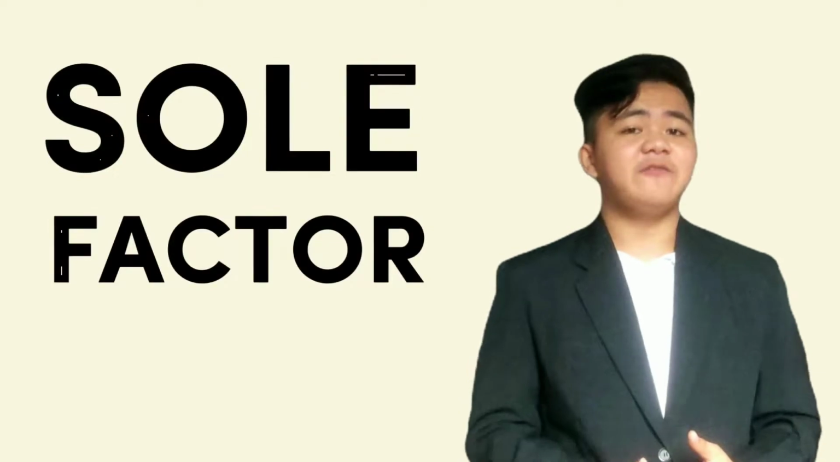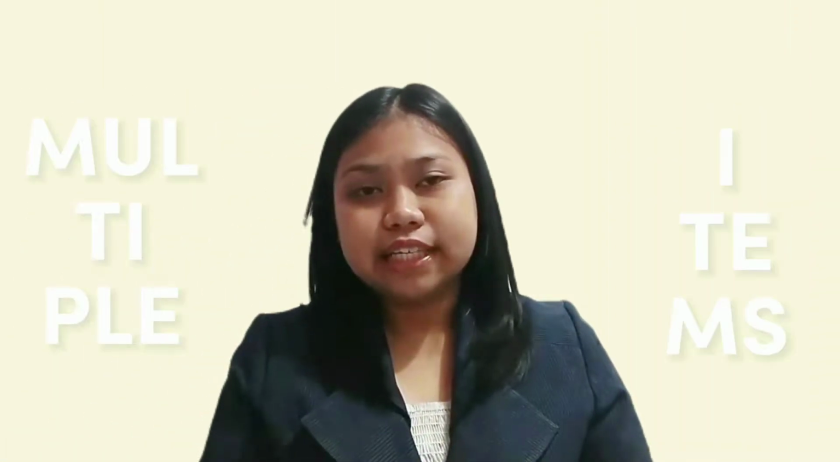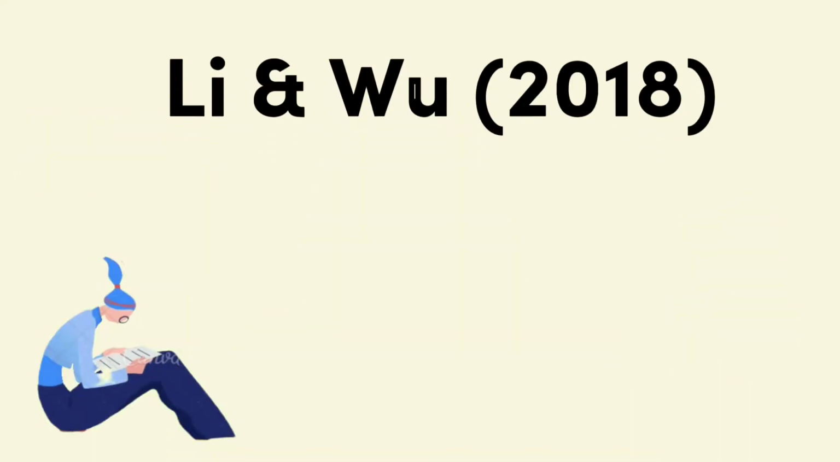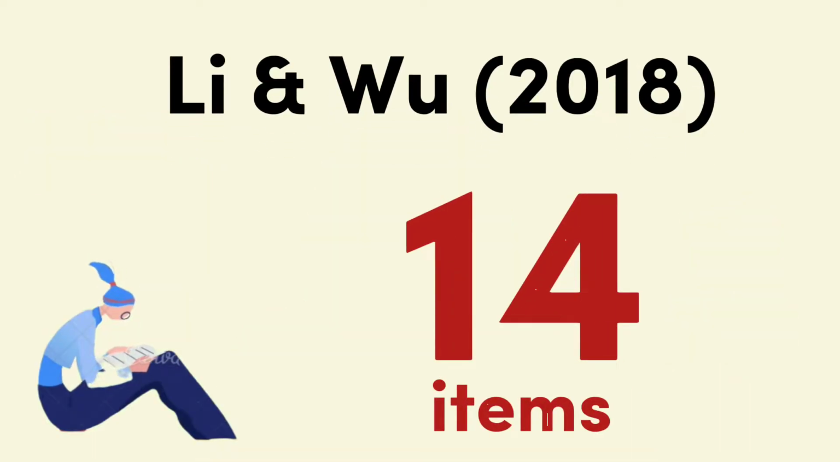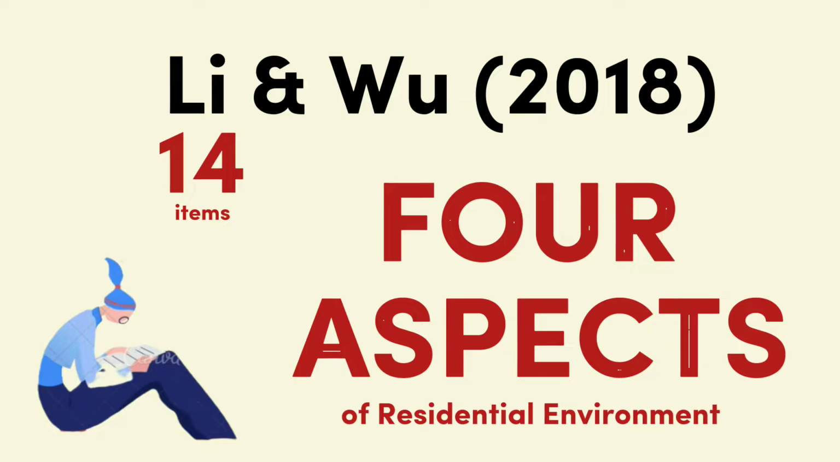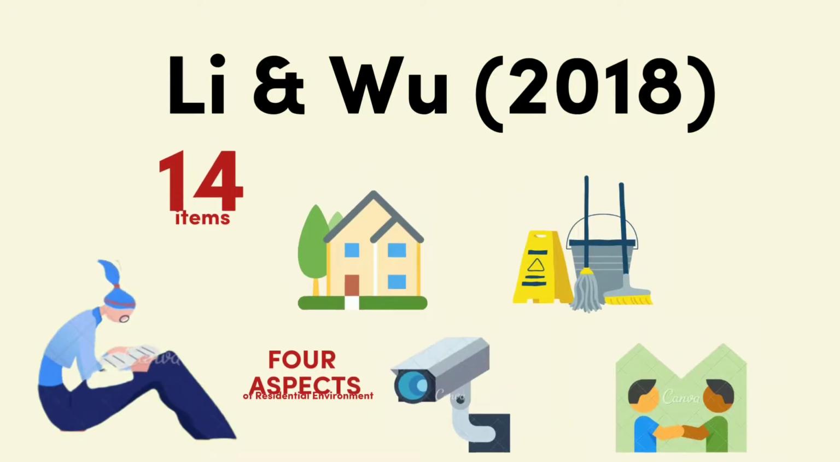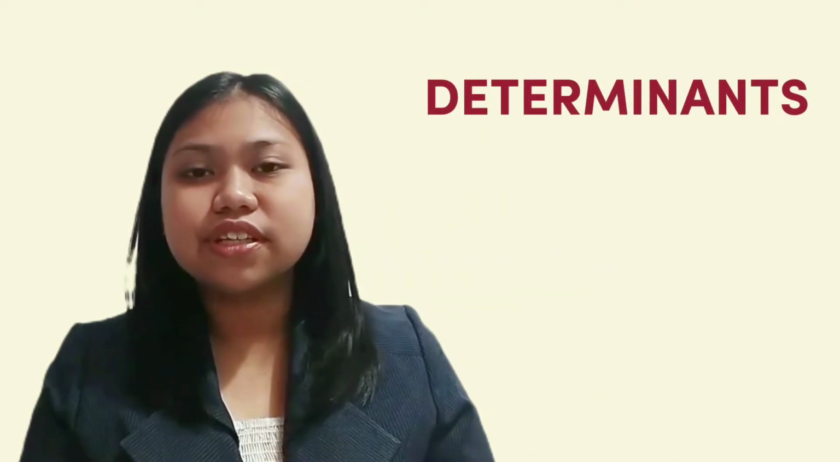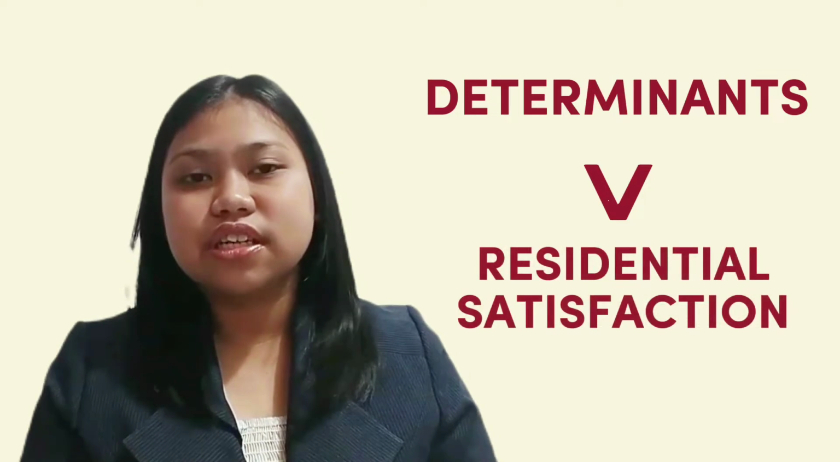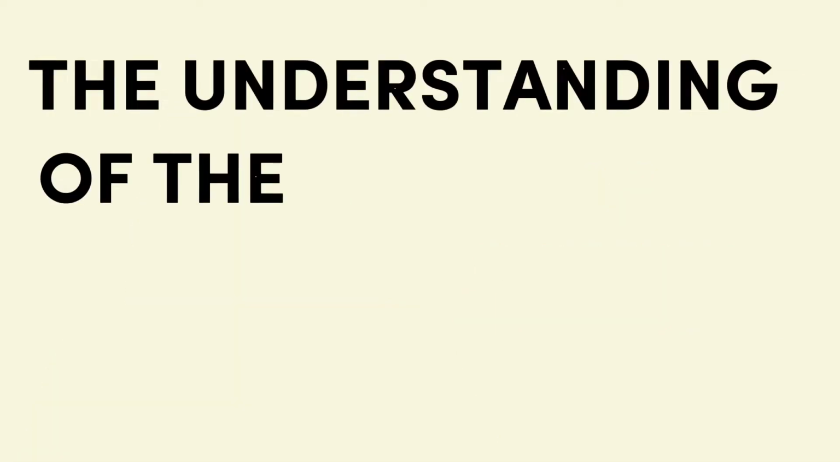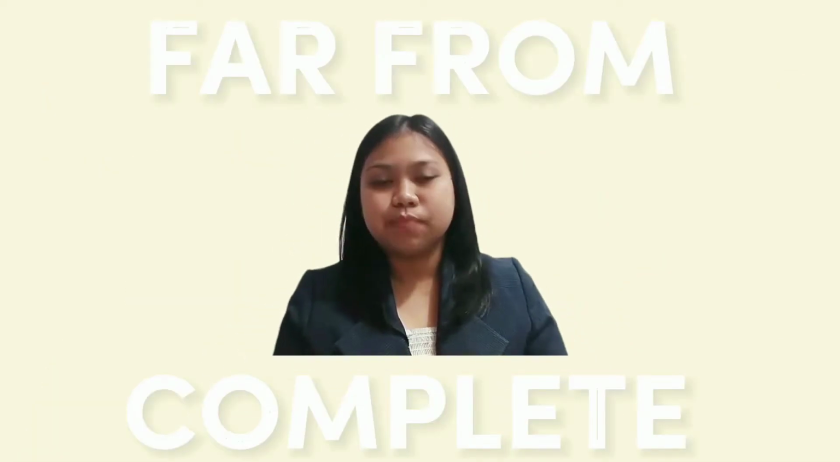Here, the researcher focused on a sole factor affecting residential satisfaction. One may also use multiple items to measure satisfaction. Lee and Wu used 14 items to examine residential satisfaction regarding 4 aspects of the residential environment: housing, sanitation, security, and neighborhood. Despite the sizable literature review discussing and assessing the different determinants attributing to the residential satisfaction, the understanding of the central subject is far from complete.